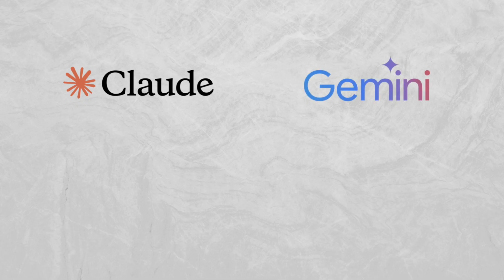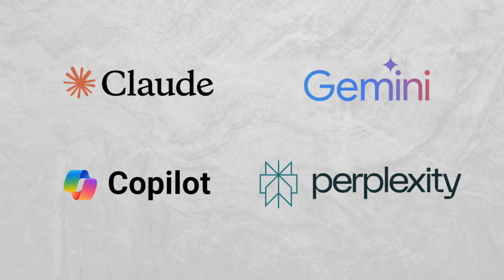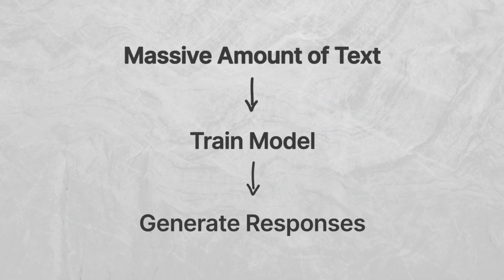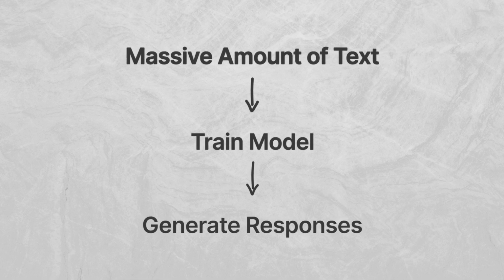Everything I'm going to explain in this video doesn't just apply to ChatGPT. It applies to any major language model out there. So whether you're using Claude by Anthropic, Gemini by Google, Copilot by Microsoft, Perplexity, it doesn't really matter. They all follow the same basic principle. Take a massive amount of text, train a model to recognize patterns in language, and then generate responses based on predicting what's most likely to come next.